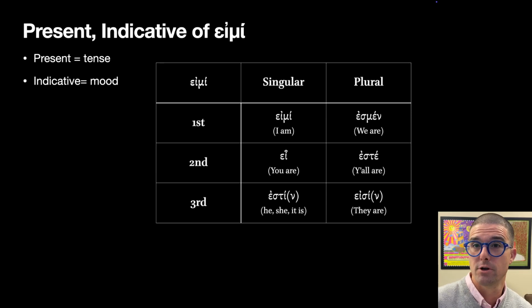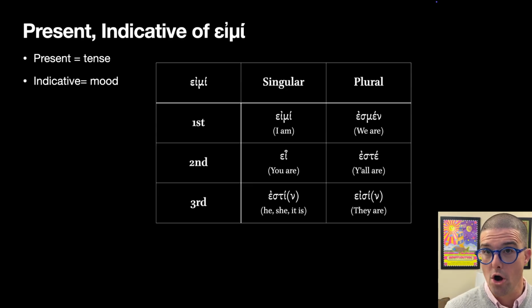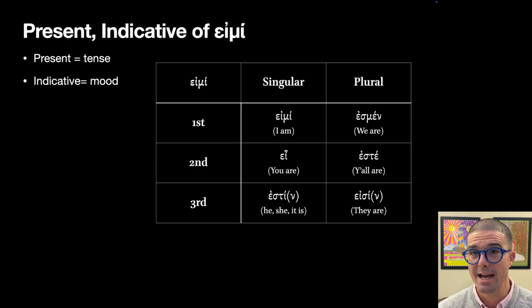Esmen is first person plural. We are in English. Este, second person plural. Y'all are in English. And then the third person plural is asin, again with that movable nu. So asi or asin, the nu there, if the next word begins with a vowel.